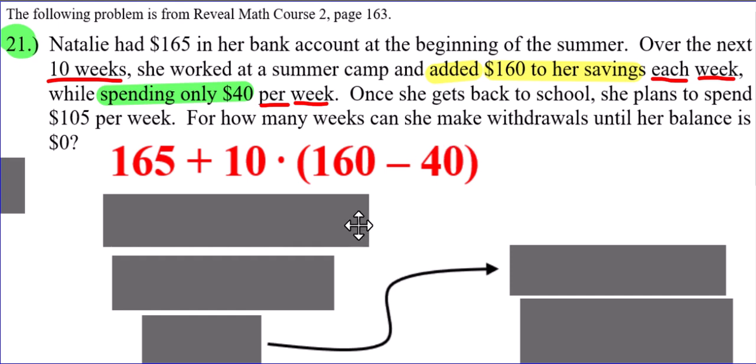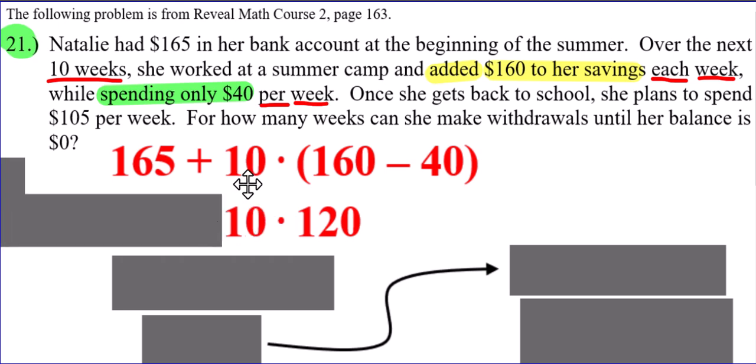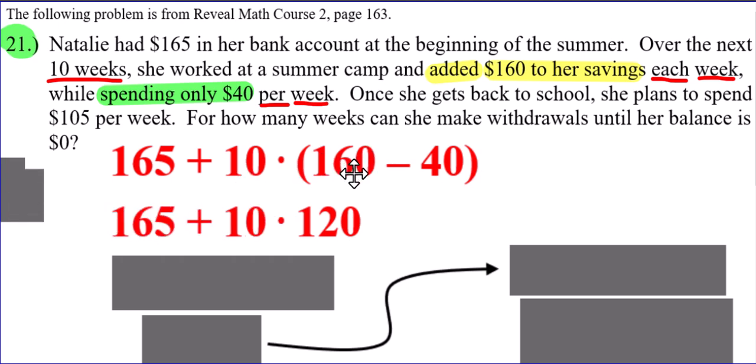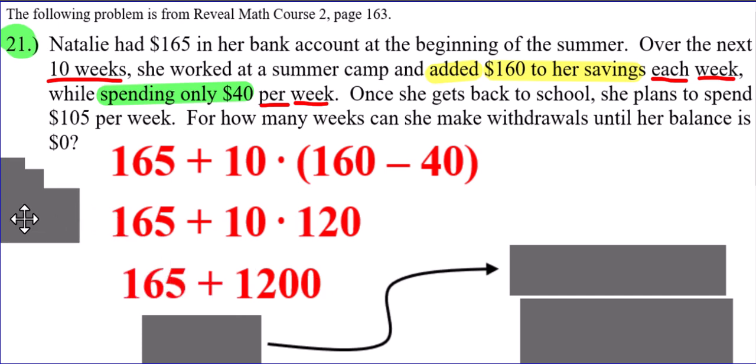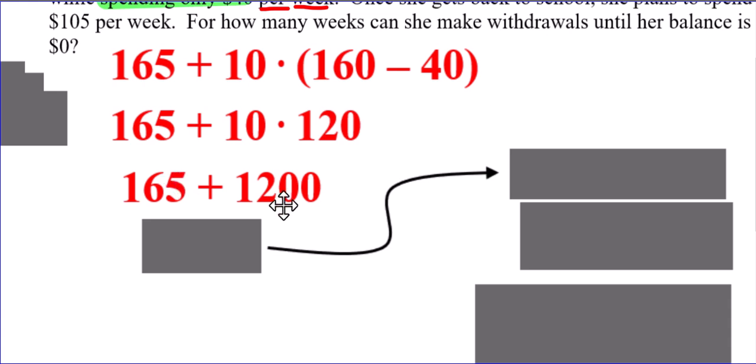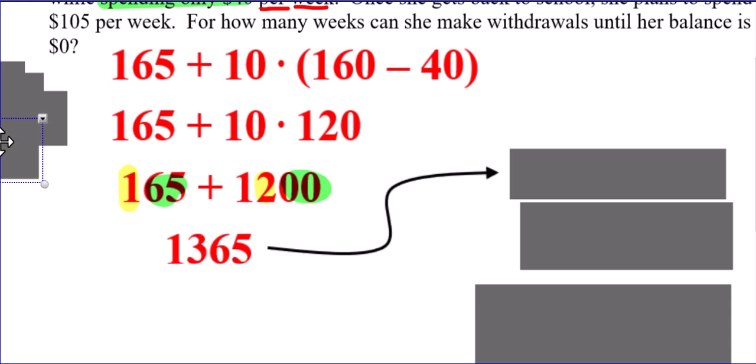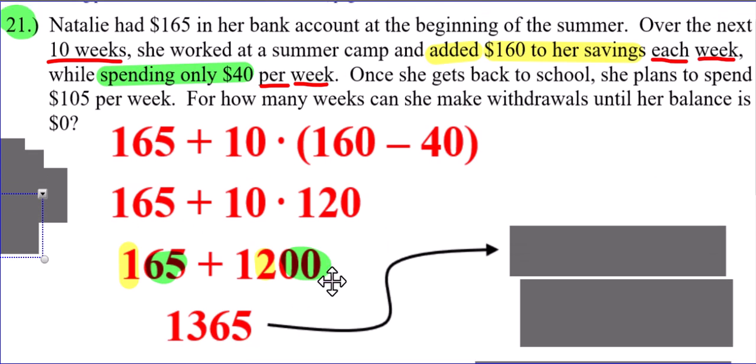All right, 160 take away 40 is 120. Then we're going to follow order of operations. I already did the parentheses first. Now we're going to do 10 times 120, which is just going to add a 0 on the end, making it 1,200. Finally, I get to add this to 165, and here's the cool thing. I don't really need to do side work. I can take 200 plus 100. I already know that 65 plus 00 is just going to be 65. 200 plus 100 is 300, so this is going to be 1,365.